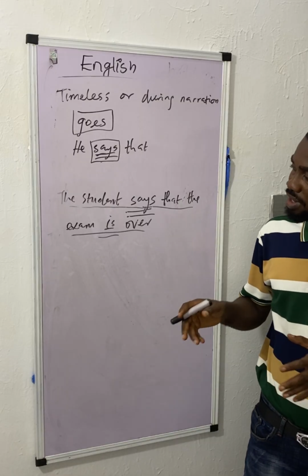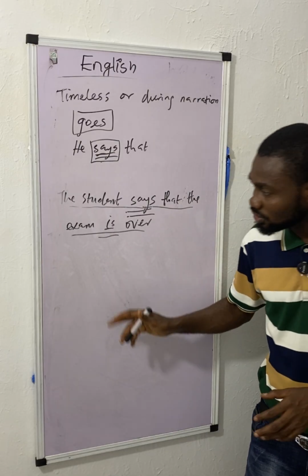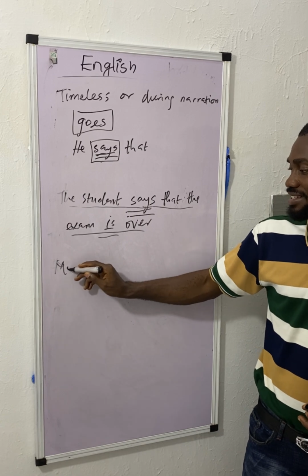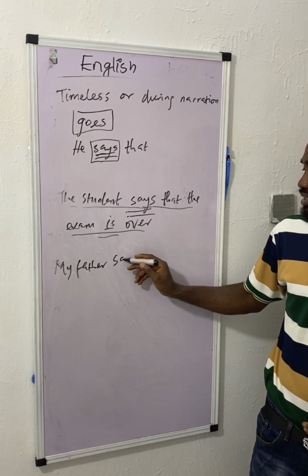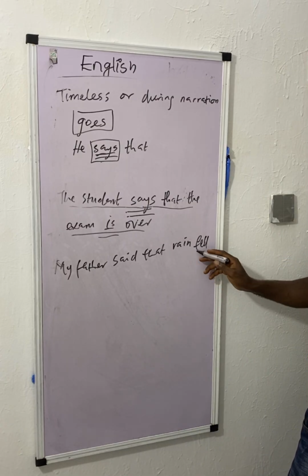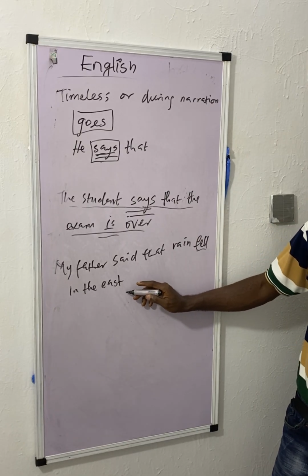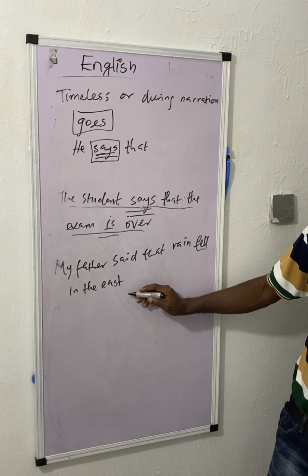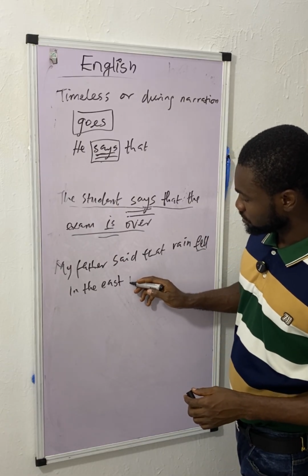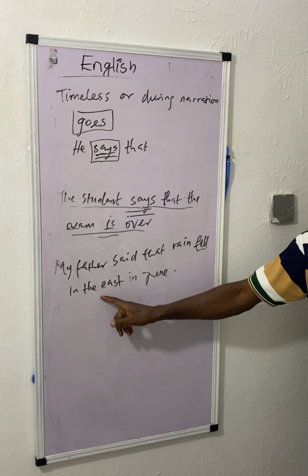But if it's the normal conversion from direct to indirect speech, we are just going to say, my father said that rain fell. Said that rain fell in the east in June. My father said that rain fell in the east in June.